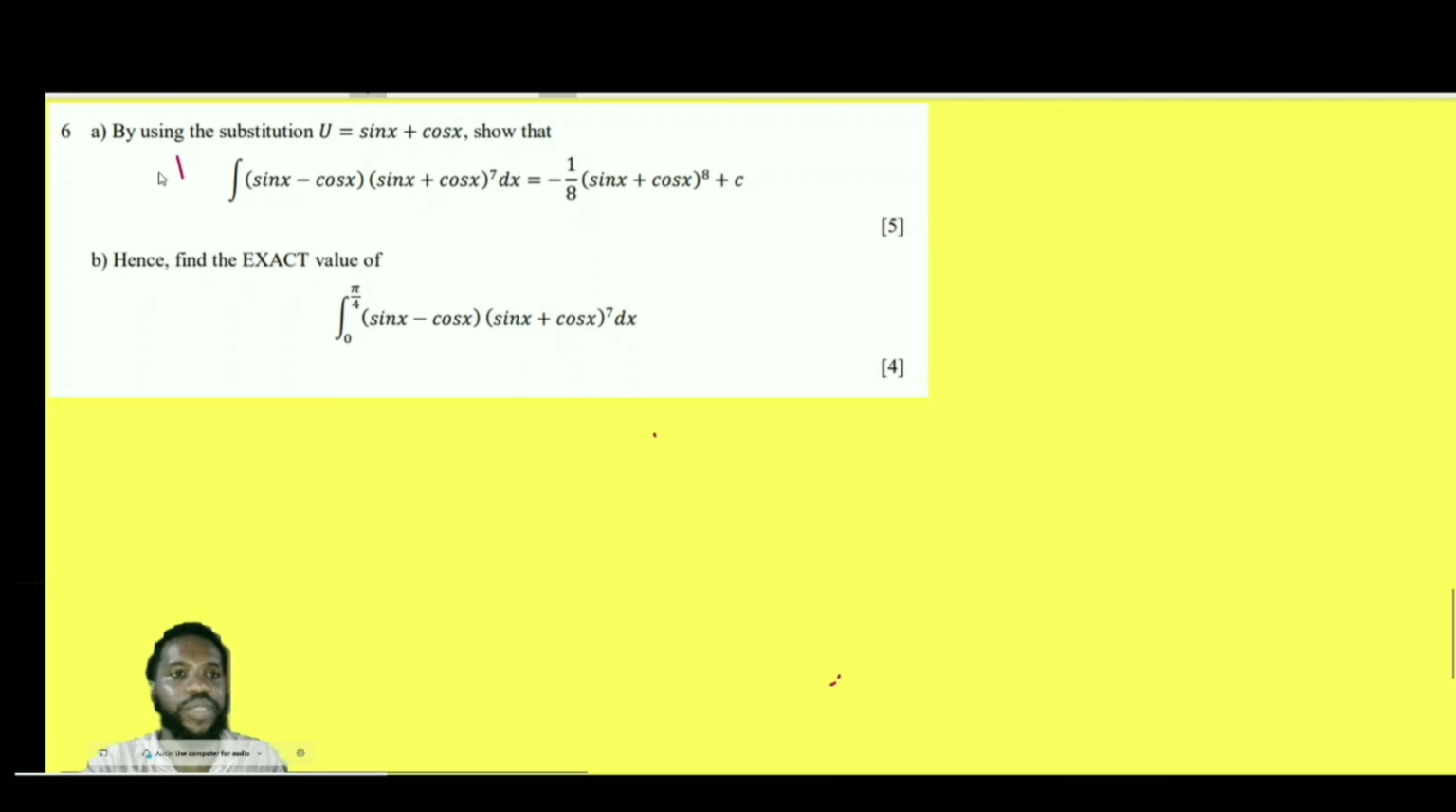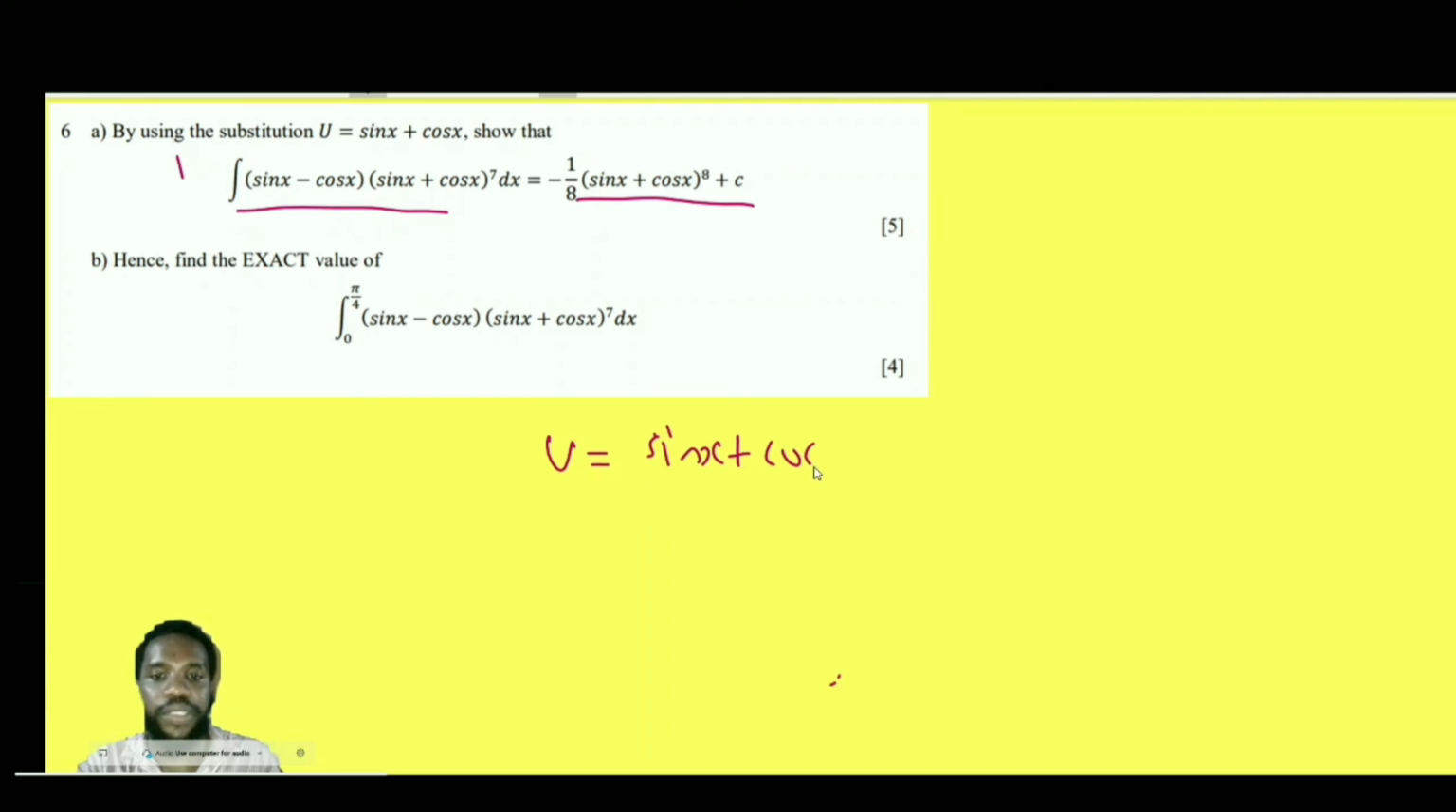Alright, to get right into the final question, which is question 6, which says by using the substitution u equals sin x plus cos x, show that the integral of the left hand side here is equal to that. Of course, you notice we don't have any boundaries here. Alright, so we call it the indefinite integral. Alright, let's get right into it. U should be equal to sin x plus cos x. Now, if I'm going to change a function to a u function, it means that I'm going to have to also get rid of dx and get du. But I can't just put du there. I'm going to have to find it. So what do?